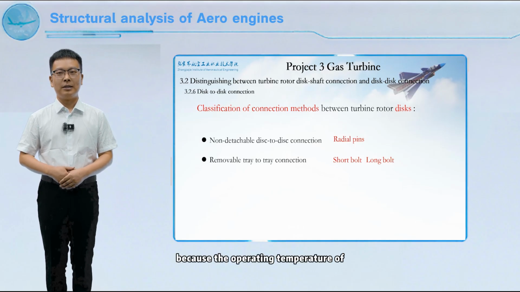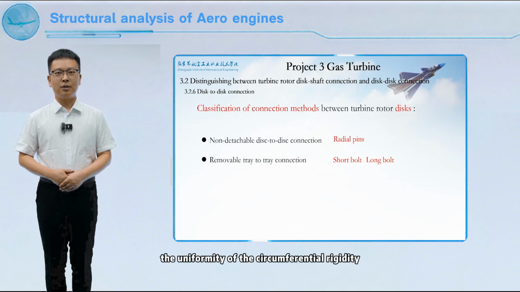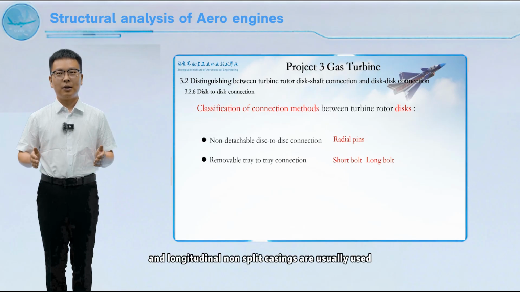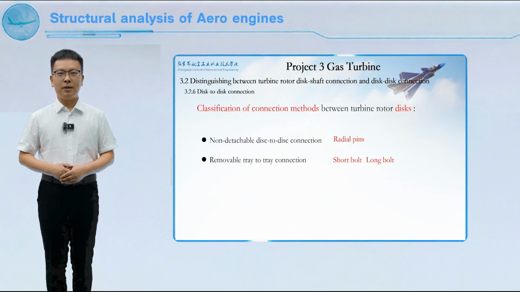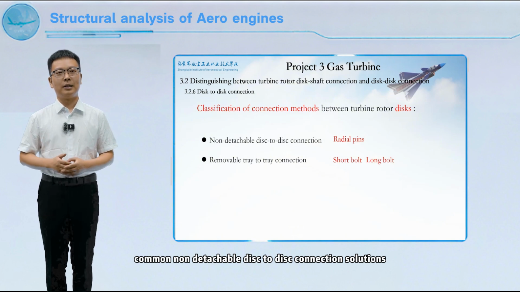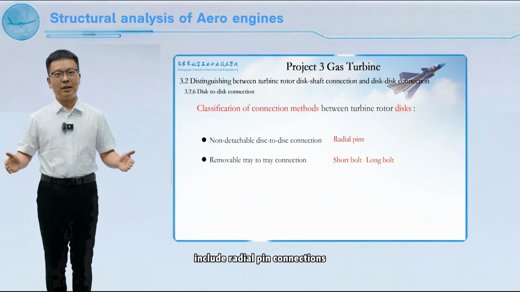Because the operating temperature of the turbine is high, the requirement for uniformity of the circumferential rigidity of the casing is more stringent, and longitudinal, non-split casings are usually used. Common non-detachable disc-to-disc connection solutions include radial pin connections.